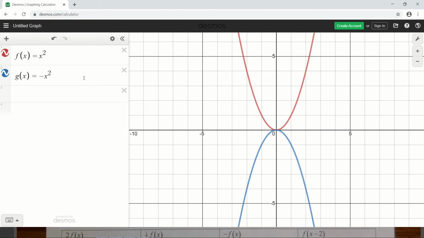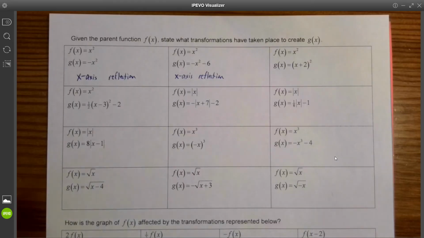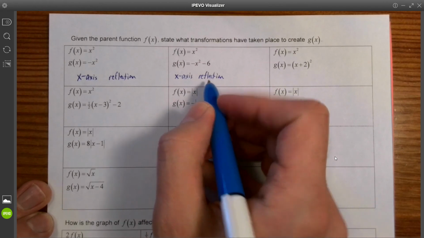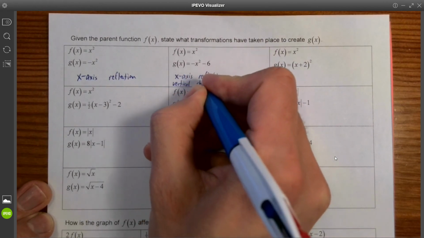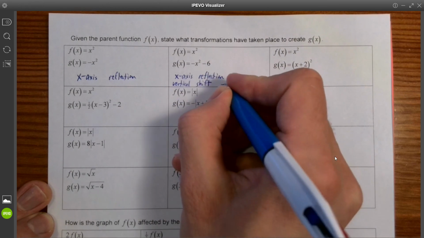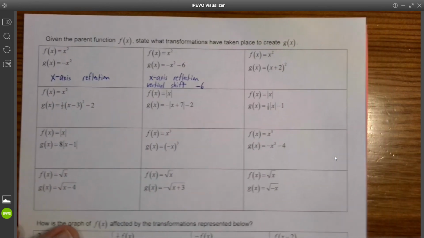We're going to go to Desmos, click right here, and type minus 6. And whoa, where'd it go? It's down there. It shifted down 1, 2, 3, 4, 5, 6. How convenient. It was a negative 6, so it went down 6. So not only is there an x-axis reflection, there is a vertical shift of down 6. I'm going to call it negative 6.